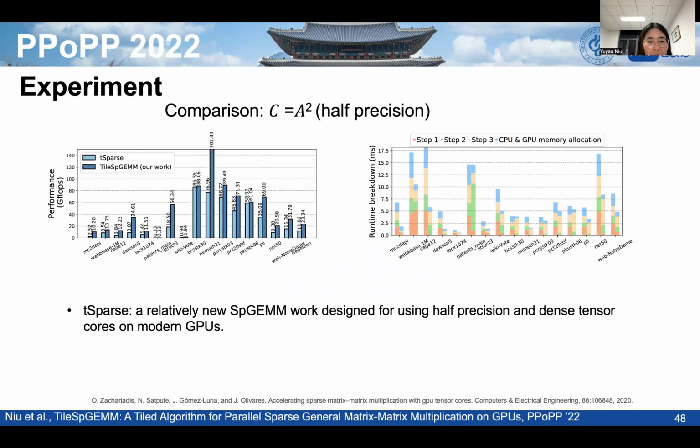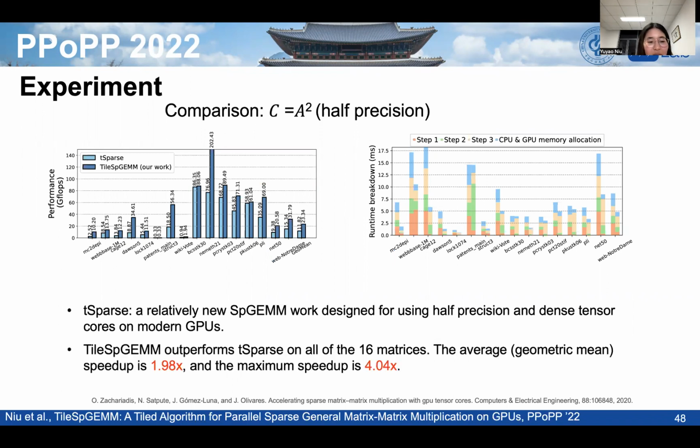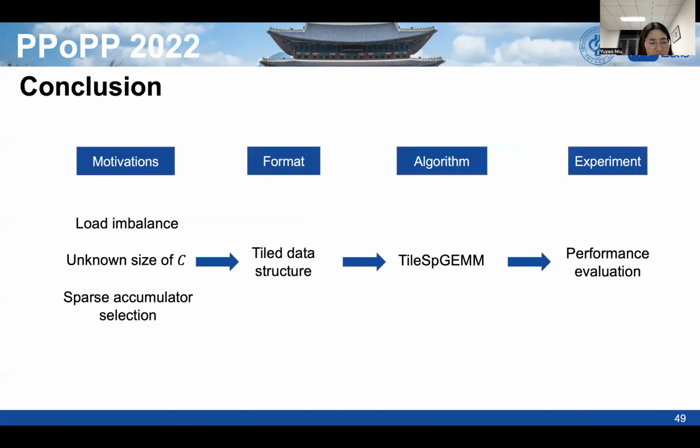We also compare our algorithm with T-Sparse, which is a relatively new SpGEMM work designed for using half precision and dense tensor cores on modern GPUs. We tested the 16 matrices listed in the T-Sparse paper and compared the performance. Our TileSpGEMM outperforms T-Sparse on all of the 16 matrices.